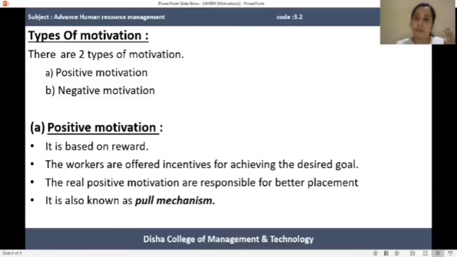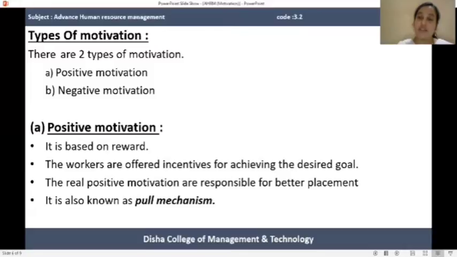And the positive motivators always do everything which is better for the organization, and they always think of the betterment of the organization. They want to do more tasks that are not assigned to them, and they want to develop the organization, because they think that if the organization is developed, only then is it possible for them to develop themselves.